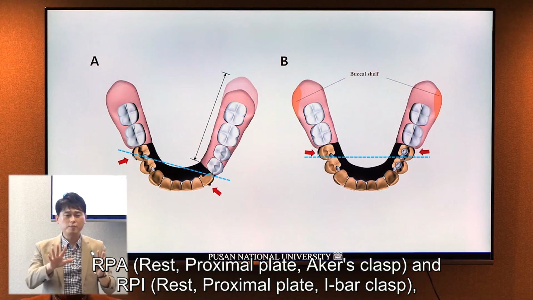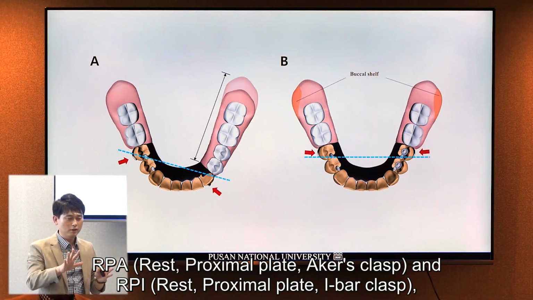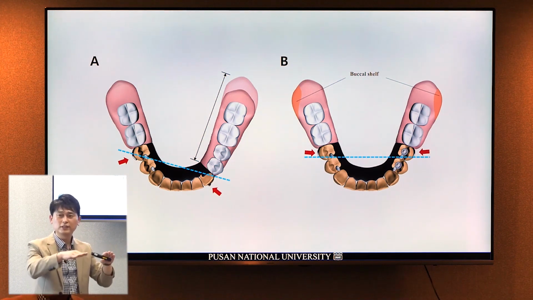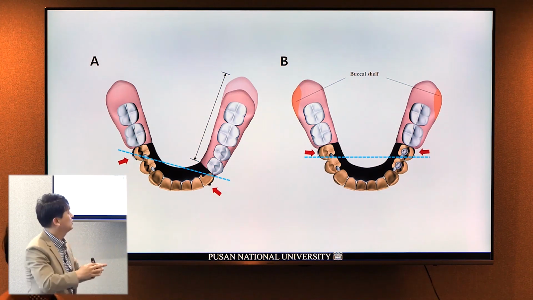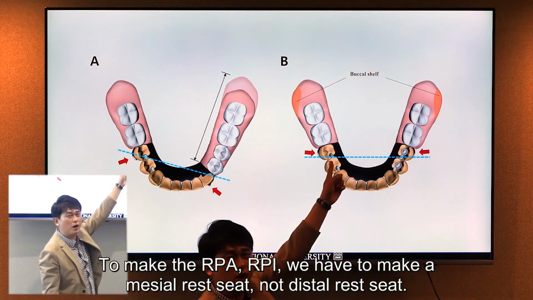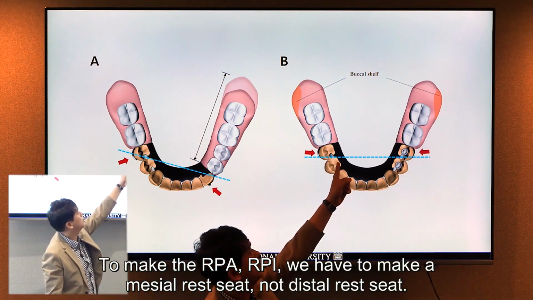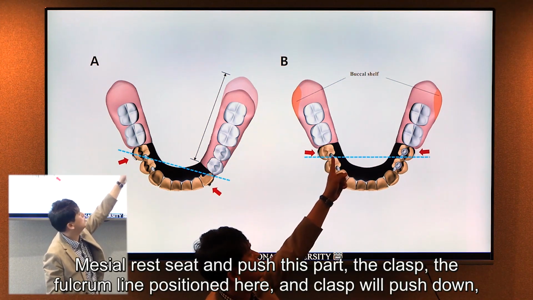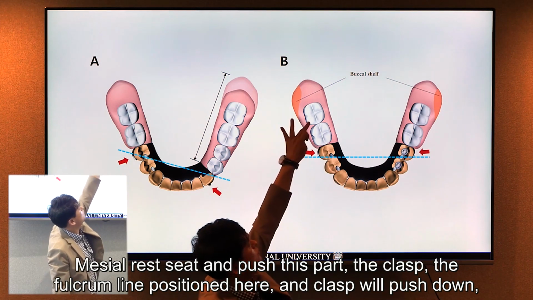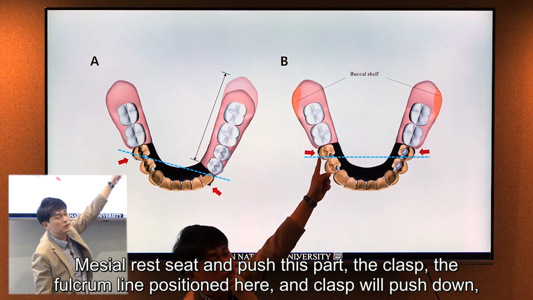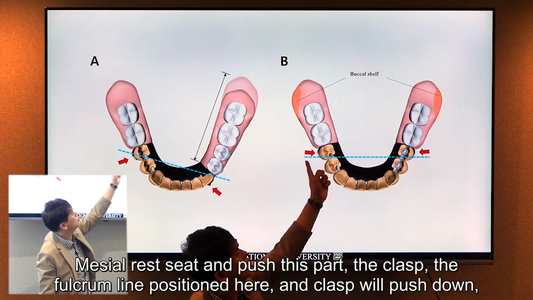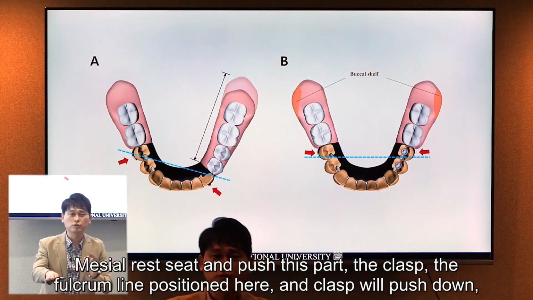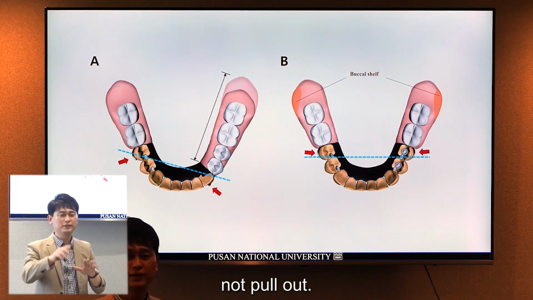RPA and RPI are clasp assemblies that permit movement. Understand? So to make the RPA or RPI, we have to make the mesial rest seat, not the distal rest seat. With the mesial rest seat, when this part is pushed, the fulcrum line is positioned here, and the clasp will be pushed down, not pulled out.